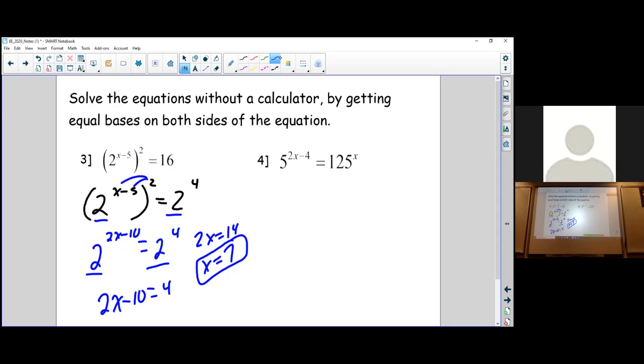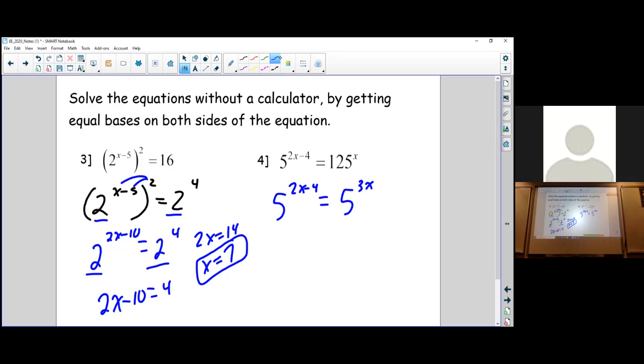Third, 5 to the third. Because 5 times 5 is 25. 25 times 5 is 125. So I'm going to get 5 to the 2x minus 4 equals 5 to the third, and I have that x there, so it's going to become 5 to the 3x. Is that okay?